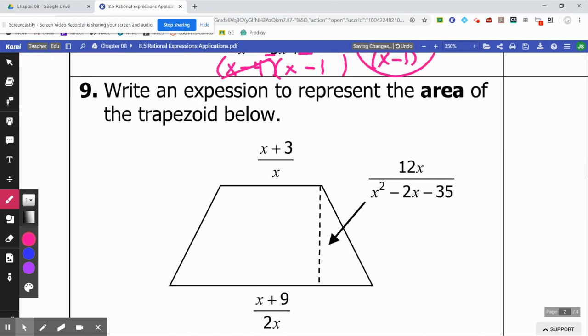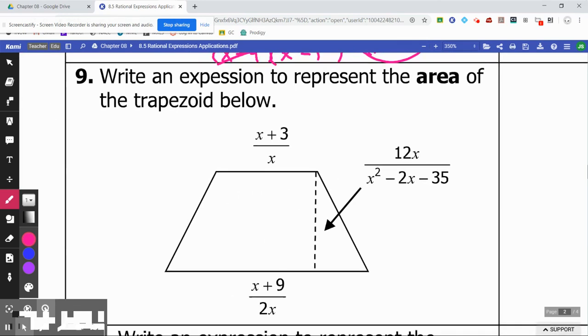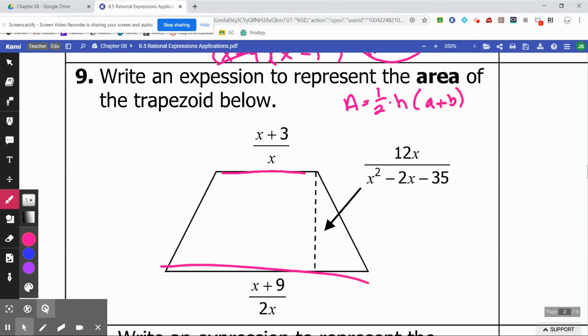The next one. Write an expression to represent the area of the trapezoid. The area of a trapezoid, here's your formula. Area is equal to 1/2 times the height times, we'll call it a plus b. So you've got to add your a plus b, which are your bases, your top base and bottom base. We've got to add those and then multiply 1/2 times height times the sum.